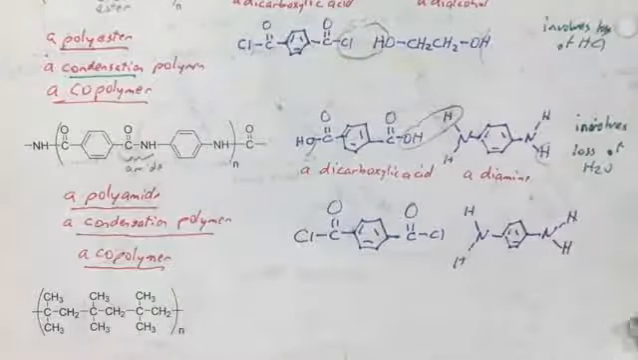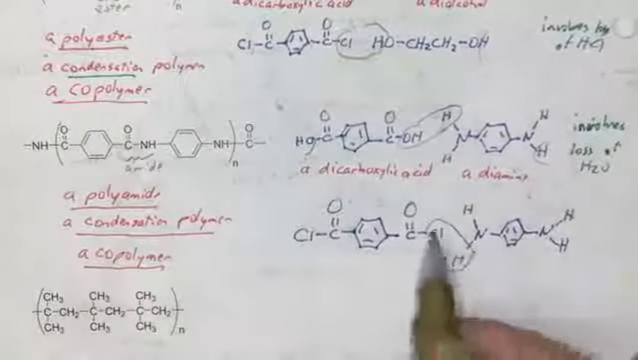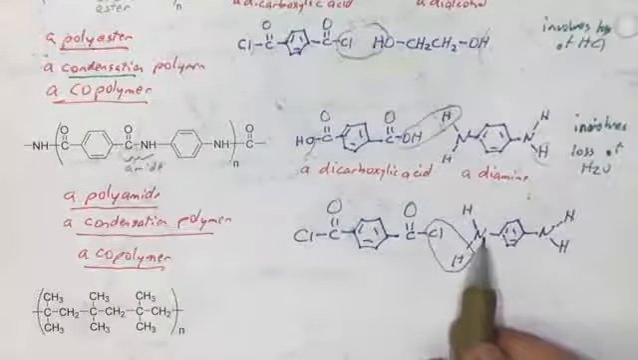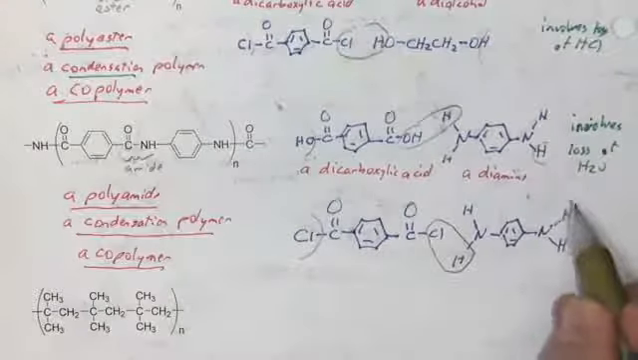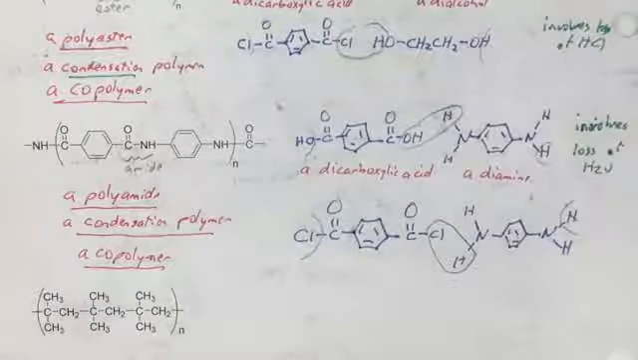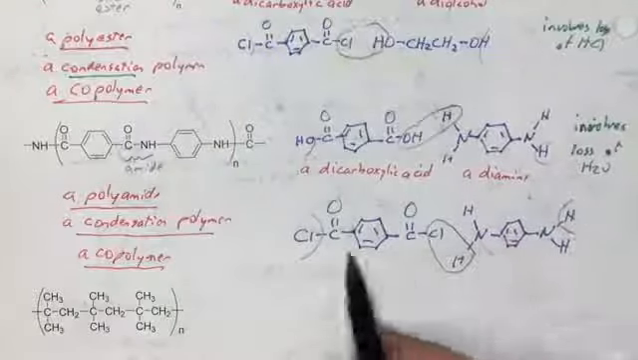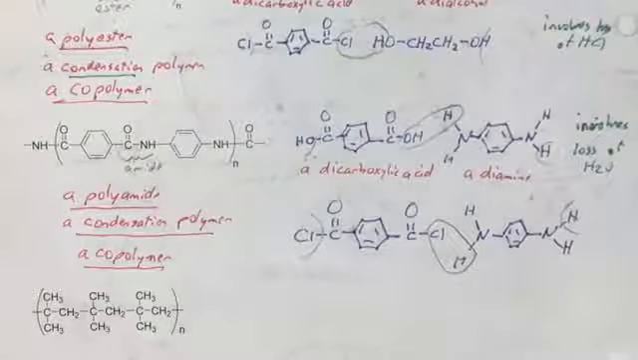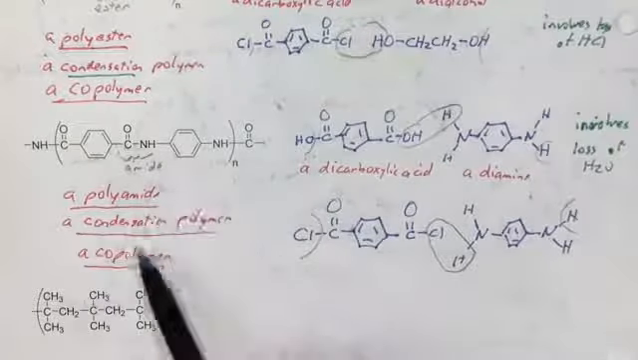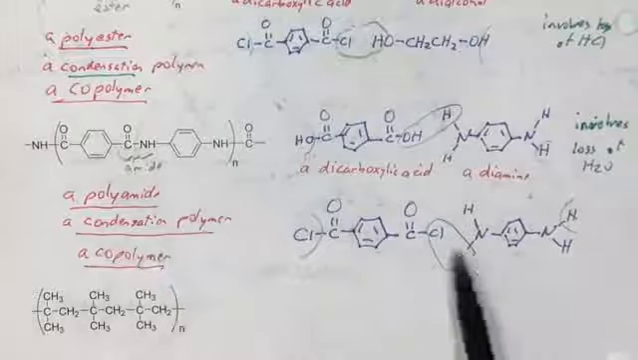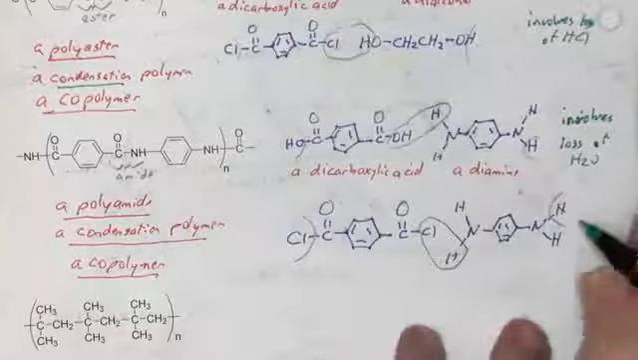And this time, there's going to be the loss of HCl. So we'll lose an HCl. The carbon becomes directly attached to nitrogen. And this HCl will be lost to another molecule. And one of the hydrogens here will be lost to the other end. And so once again, this is two different monomers joining together to make this condensation polymer. So it's a copolymer because it comes from two different monomers. This involves the loss of HCl.